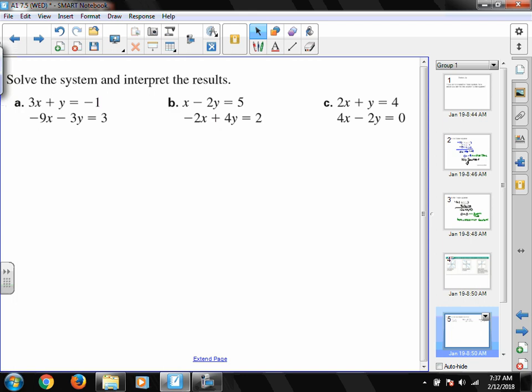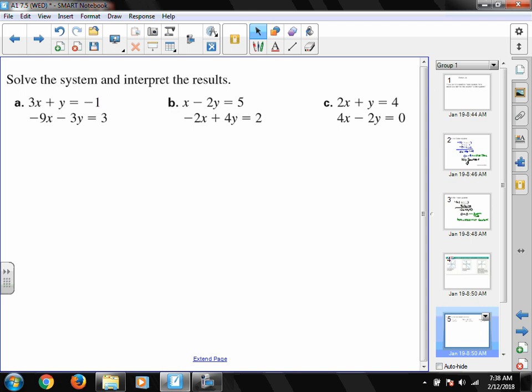So we're going to solve the system and interpret the results. So if we look at A, and you guys can use whatever methods you would like. I really don't care whatever your preference is. If you're more comfortable with substitution, use substitution. If you're more comfortable with elimination, use elimination. I'm going to use elimination as I've stated before.